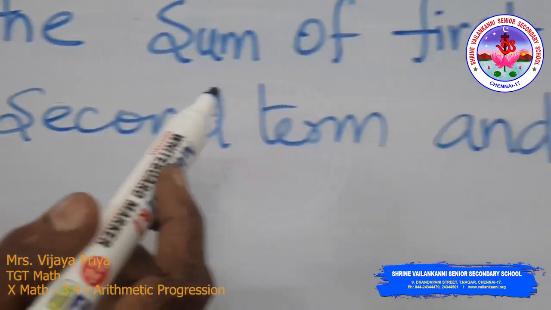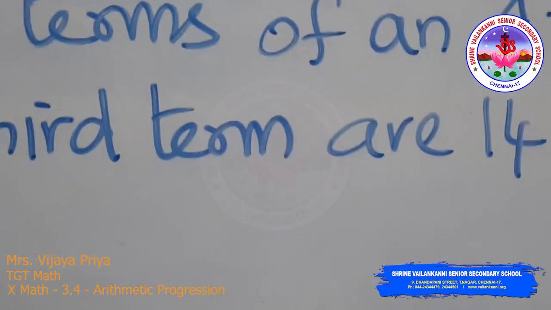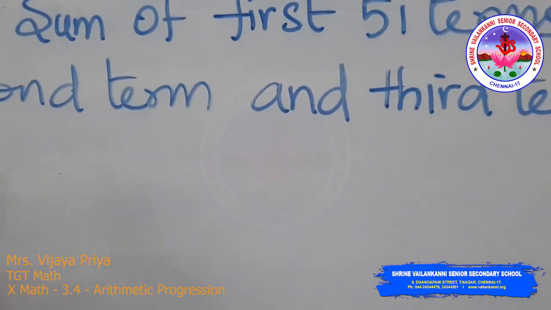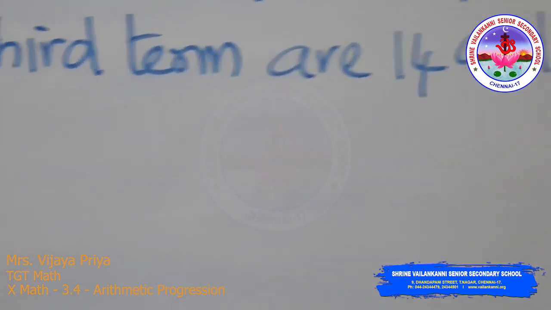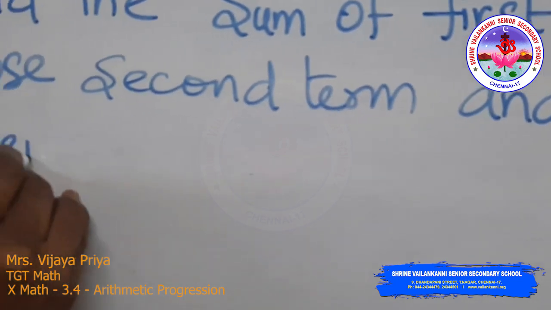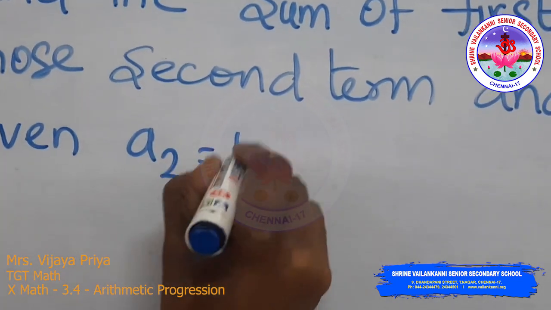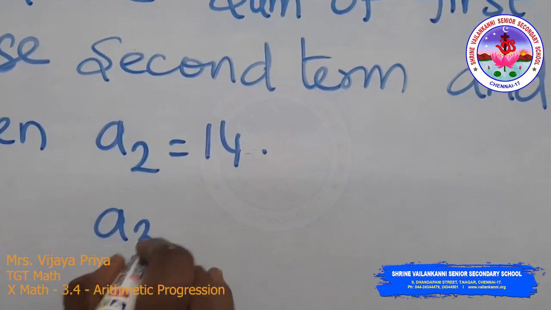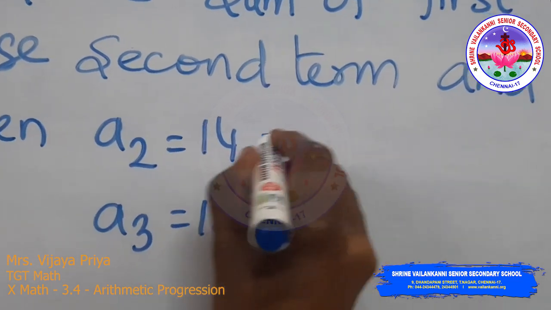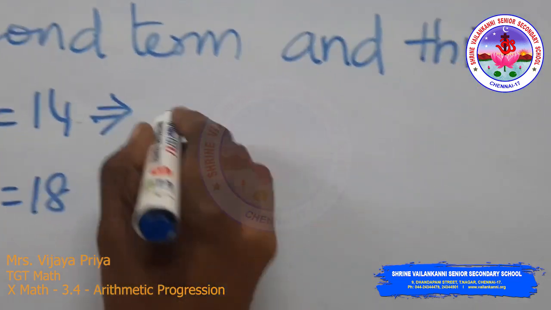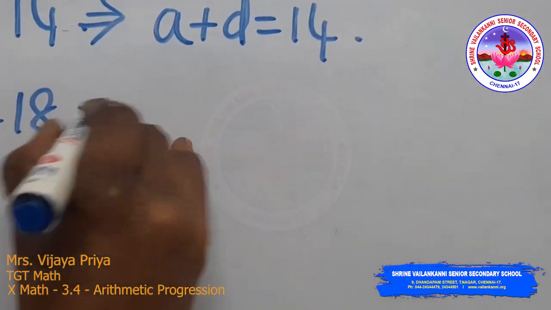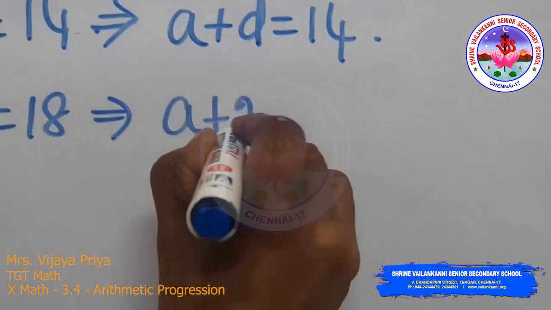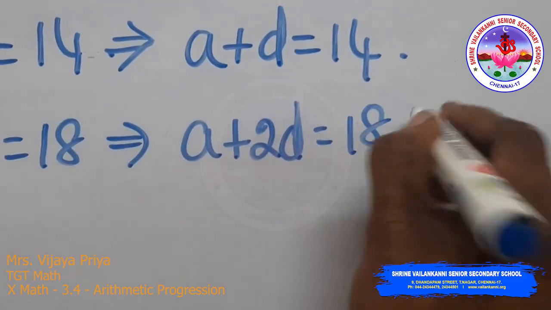Find the sum of first 51 terms of an AP whose second term and third term are 14 and 18. So according to the problem, he has given a2 is equal to 14 and a3 is equal to 18. So using nth term expansion, I got a2 as a plus d is equal to 14, and the second expansion, a plus 2d is equal to 18.